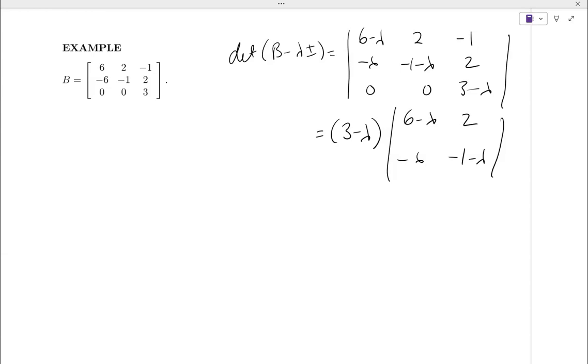And this will be a positive because anything on the main diagonal is positive. So I don't have to worry about changing that to a negative sign. So it'll be 3 minus lambda times that. And now that we have a 2 by 2, I can just multiply down the diagonal and then multiply the off diagonal and subtract. So we get 6 minus lambda times negative 1 minus lambda and then minus a minus 12. That's where the plus 12 comes from.